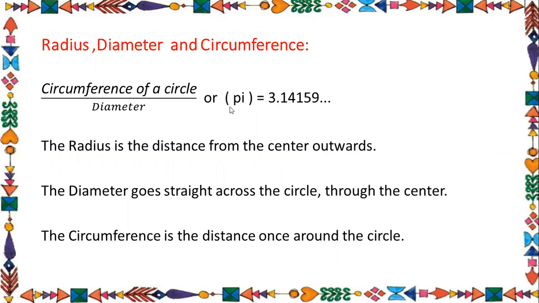We have a special symbol to represent it. And what is pi? It is a ratio of the circumference of a circle to the diameter. You know what is radius? It is the distance from the center to the outward point. What is a diameter? It is a straight line passing through the center and connecting the 2 points on the circle. Circumference is the distance around the circle.